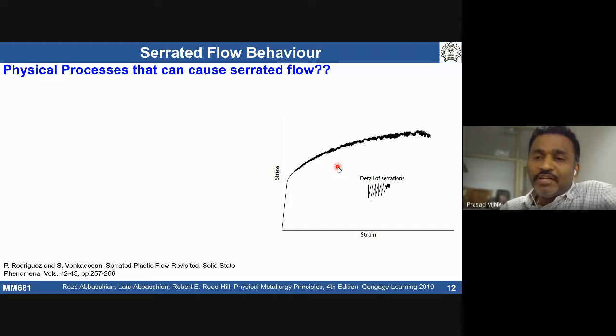Okay, we deform a material plastically. During plastic deformation of a material, if it generates a stress-strain curve, we do see some serrations. One example we already discussed. People have also noticed serrations not only due to dynamic strain aging, we also see some type of serrations due to twinning in single crystals when you deform a material.